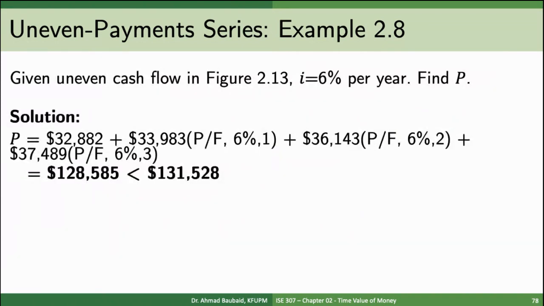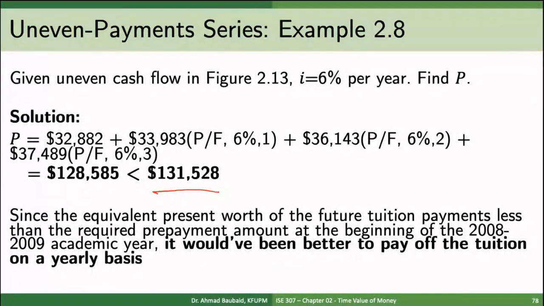Okay, and we already saw this. This is what we get basically. We get this value, which is less than the prepayment option. And so as we said, this is prepayment, the lump sum, and this is on a yearly basis. And so this option here is going to be cheaper. So in hindsight, the student should have opted for paying tuition on a yearly basis.